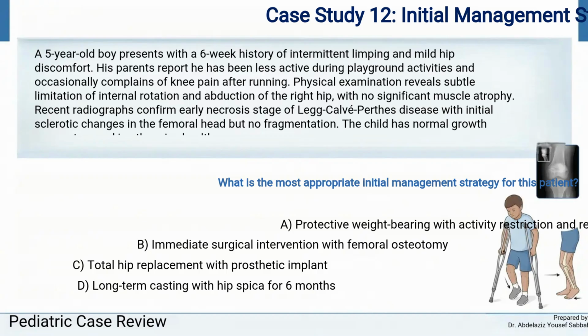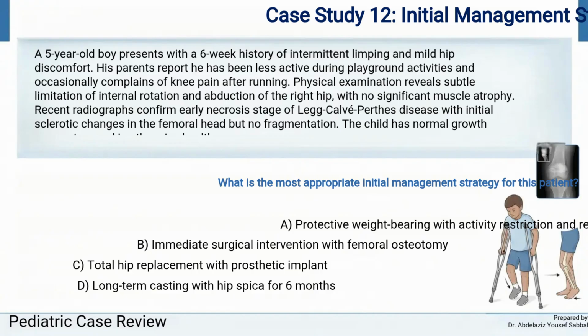Recent radiographs confirm early necrosis stage of Legg-Calvé-Perthes disease with initial sclerotic changes in the femoral head but no fragmentation. The child has normal growth parameters and is otherwise healthy. What is the most appropriate initial management strategy for this patient?